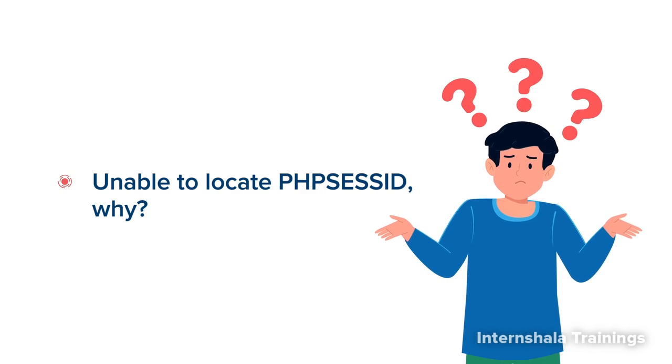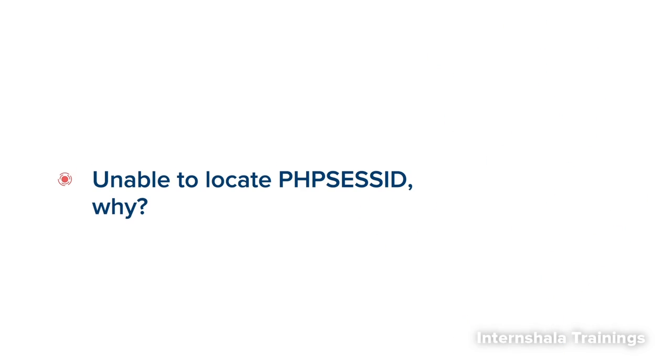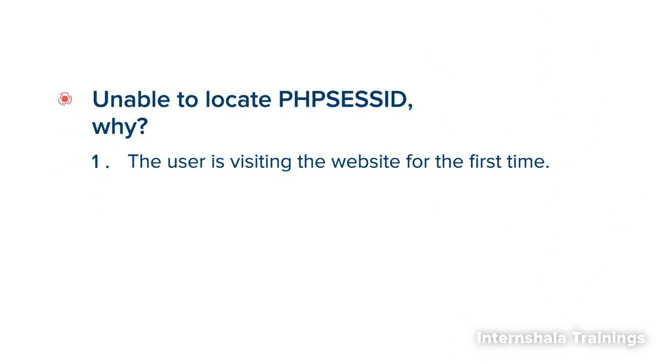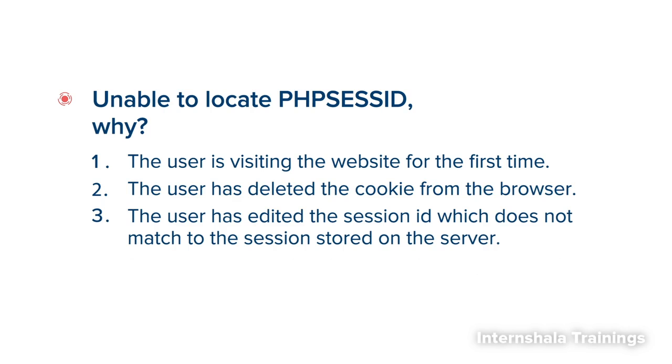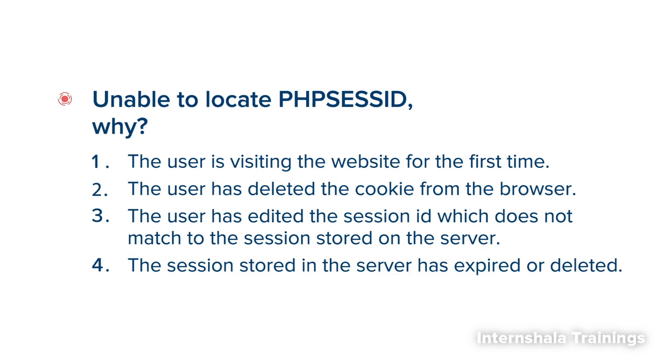Now this was the case when the function was able to find the session ID. But there might be cases when it fails to locate the PHPSESSID. So let us look at such scenarios. Firstly, it may be because the user has visited the website for the first time, hence there is no cookie set on the user's browser for this website. Next, it may be because the user has deleted the cookie from the browser. Or the user has edited the session ID stored in the cookie, which no longer matches the session stored on the web server. Or the session stored on the server expired, or it has been deleted by the administrator.